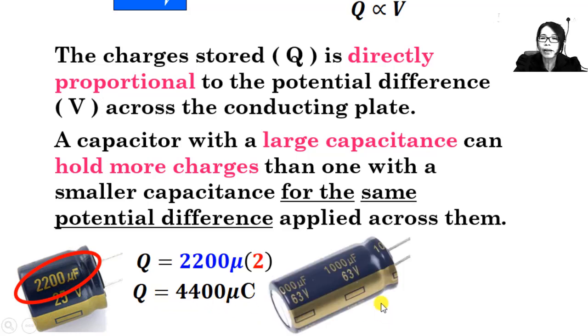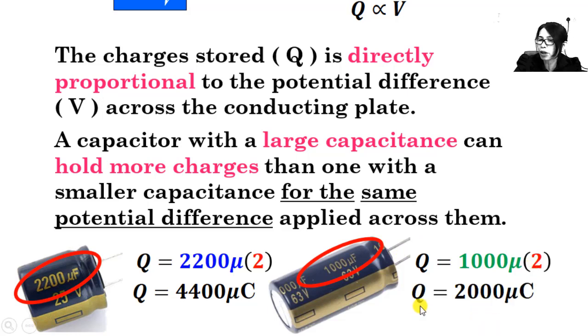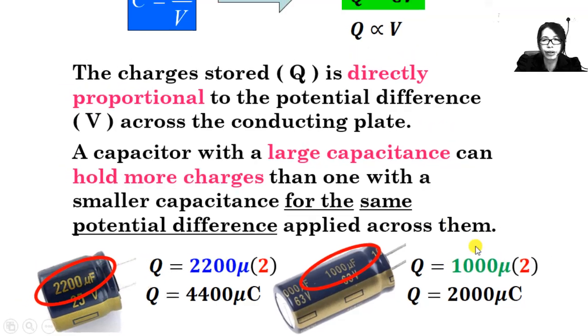If I compare it with a capacitor of 1000 microfarads, and connect this capacitor also to 2 volts, I'm going to be able to store a charge of 2000 microcoulombs. So we can see very clearly that the capacitor with larger capacitance can hold more charge compared with the smaller capacitance for the same potential difference applied across them.